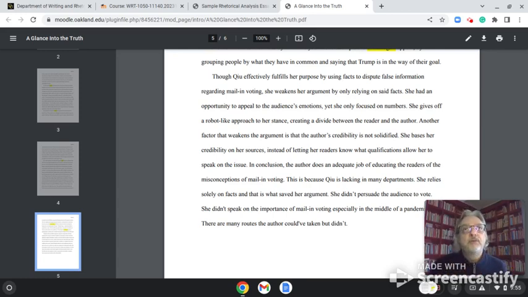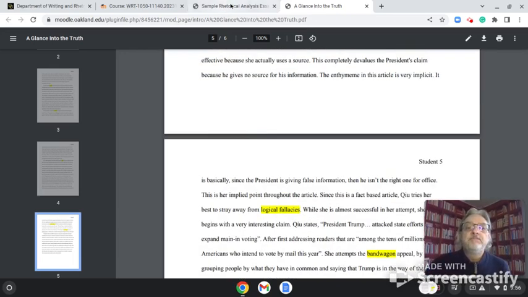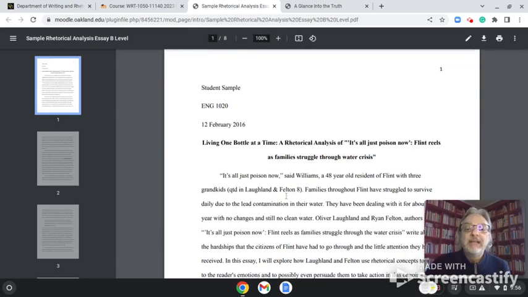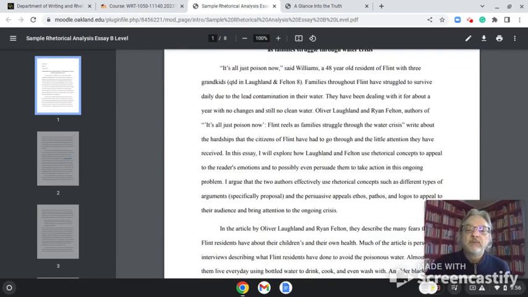You don't have to assume. Don't make the assumption that the article you've chosen, that your author or authors, are effective just because it got published. That doesn't mean it's rhetorically effective. So keep that in mind. And like I said, make sure that it's clear at the beginning, right?